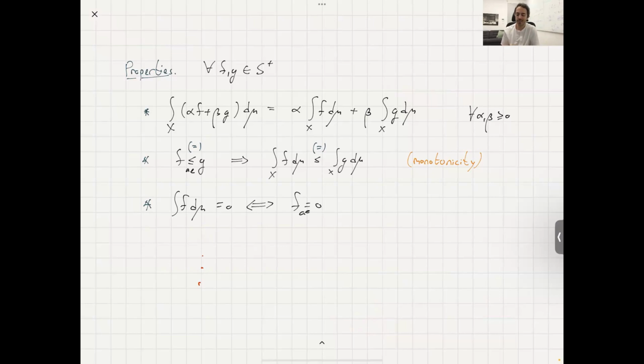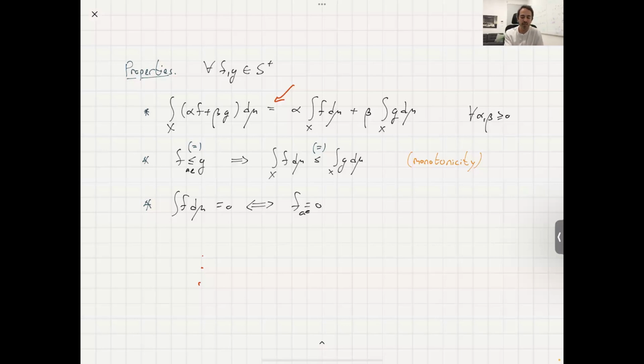Just to give you a taste, if you take two non-negative simple functions, then also the linear combinations with non-negative coefficients, of course, because you want to remain in S plus, you're going to have this equality: the integral of the linear combination is the linear combination of the integrals. Again, you are working in a cone, not in a linear space, because alpha and beta are non-negative, but okay. And you have all kinds of other properties like monotonicity.